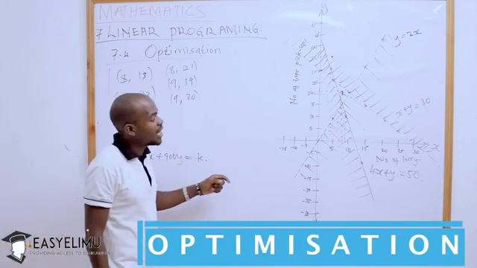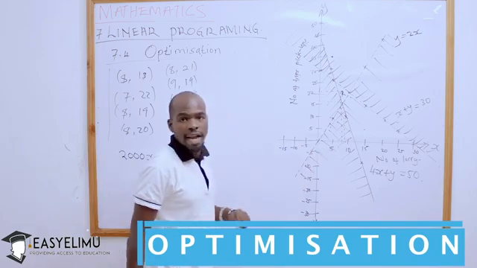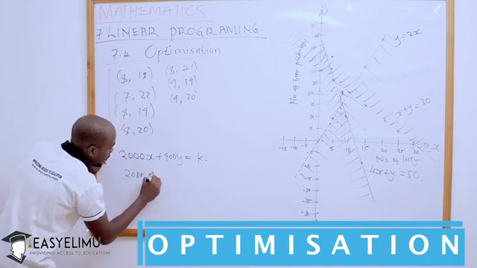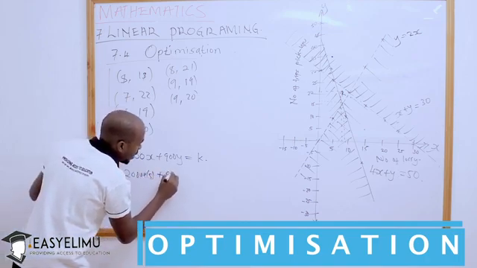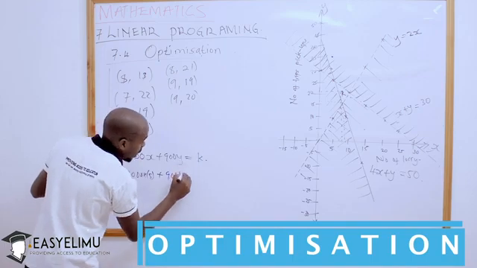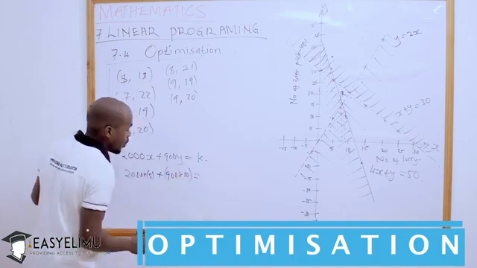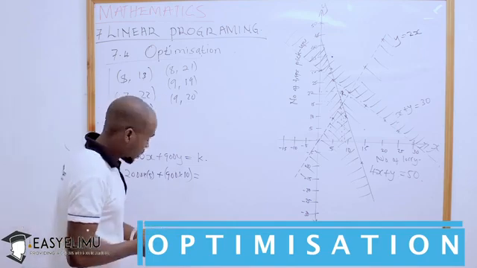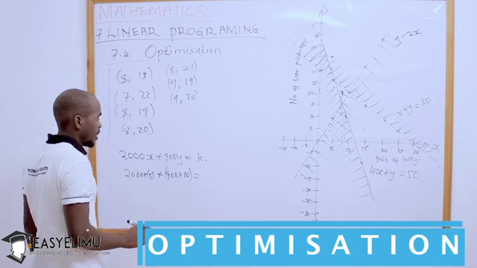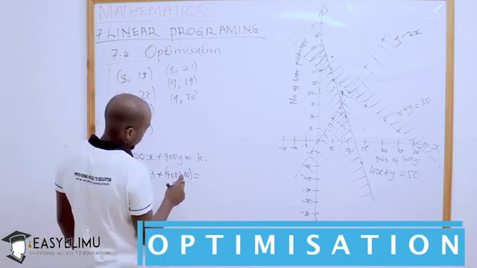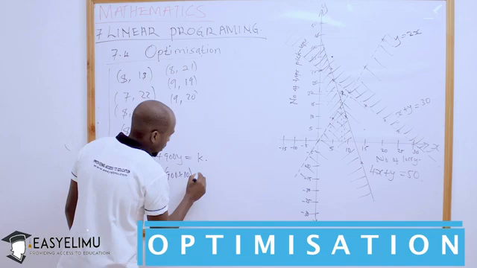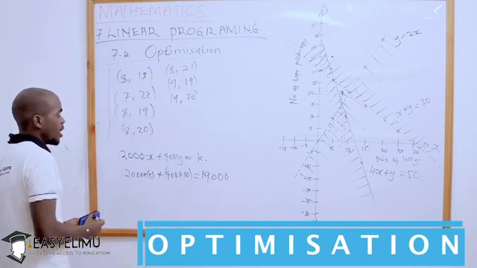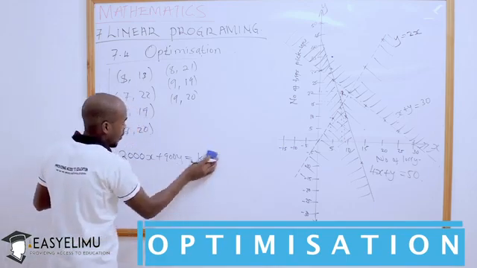So we are going to select a point like (5, 10). If we select (5, 10), we shall say 2000 multiplied by 5 plus 900 multiplied by 10. Then we add: that is 10,000 plus 9,000, and we are going to get 19,000. If you get that, then let's use that as our function.